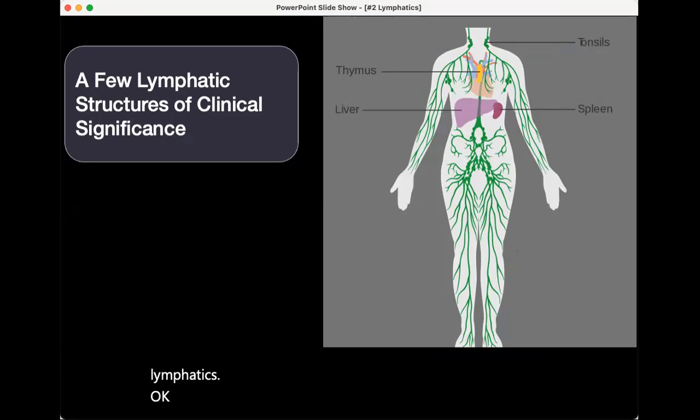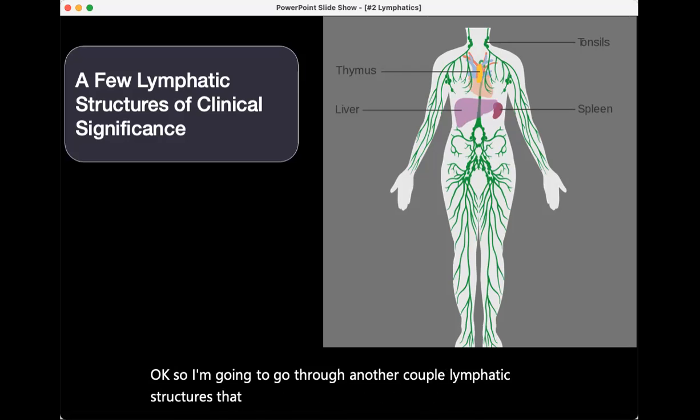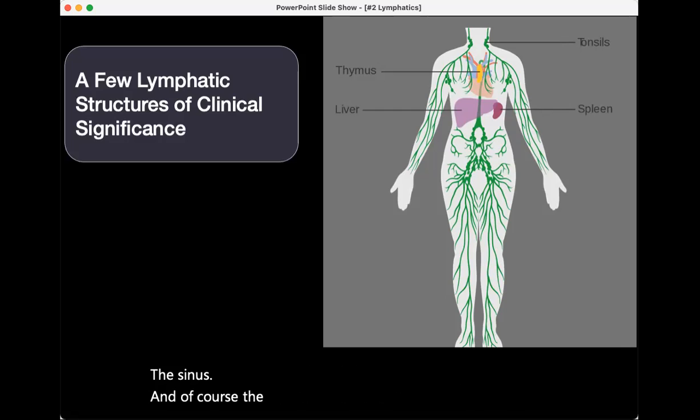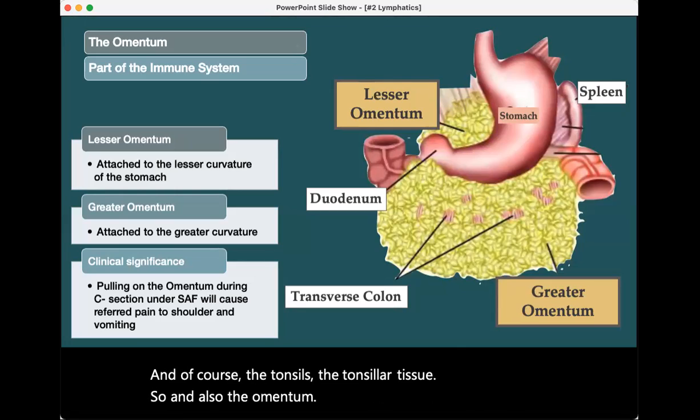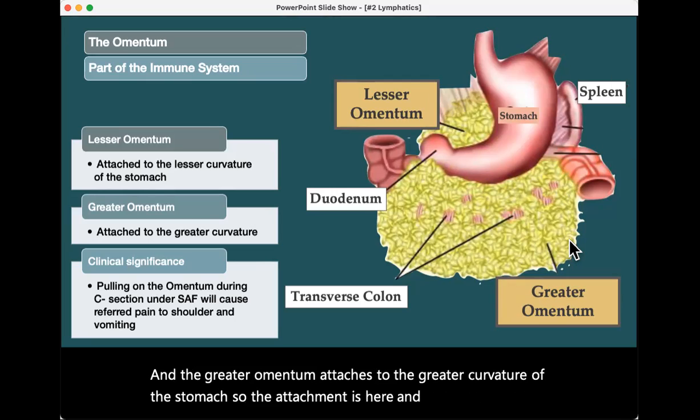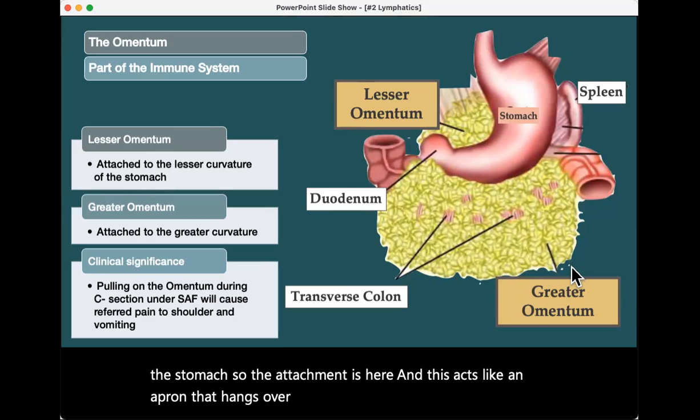Okay, so I'm going to go through another couple lymphatic structures that are clinically significant. So along with the lymph nodes, there's a spleen, the thymus, and of course the tonsils, the tonsillar tissue. And also the omentum, that in fact is considered now an organ in and of itself, and it's also part of the immune system. And there's actually a greater and a lesser omentum. The way to remember that is the lesser omentum attaches to the lesser curvature of the stomach, and the greater omentum attaches to the greater curvature of the stomach. So the attachment is here, and this acts like an apron that hangs over the intestines.